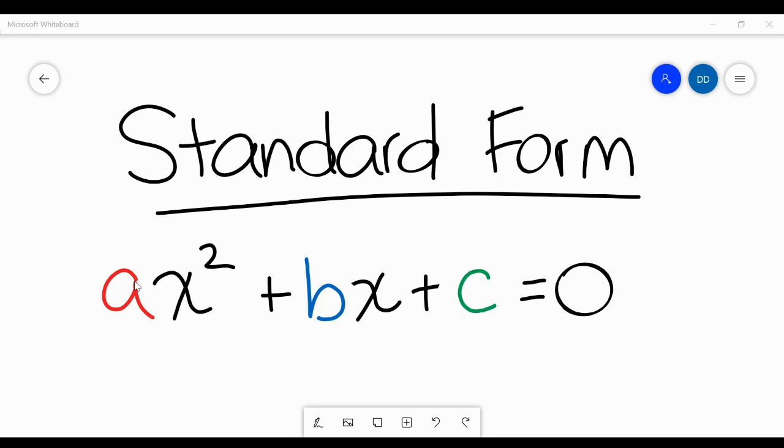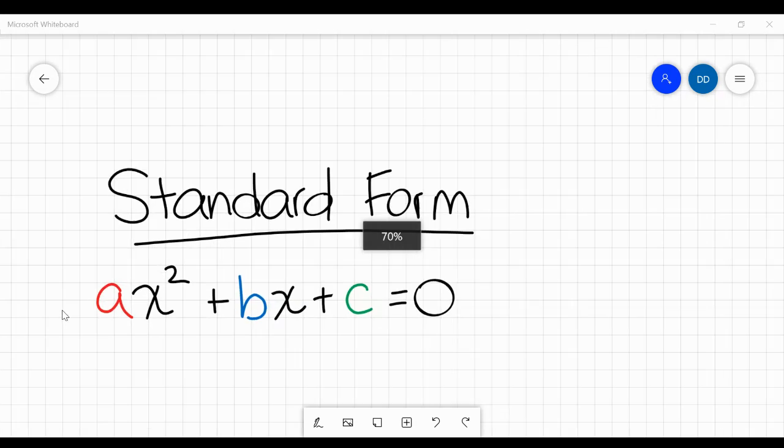Now, standard form is typically you have your larger exponent in the front, followed by the second largest. We know that there's a little invisible 1 right there, followed by your number. So that is the form that we are trying to get all the equations in today's lesson into. Everything is on the left side, set equal to 0. So let's take a look at some examples.